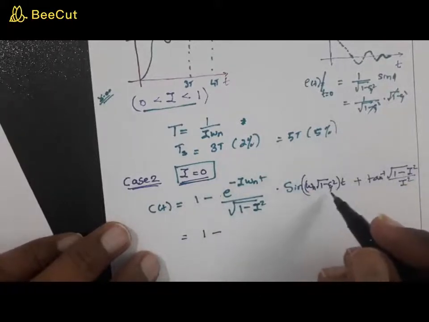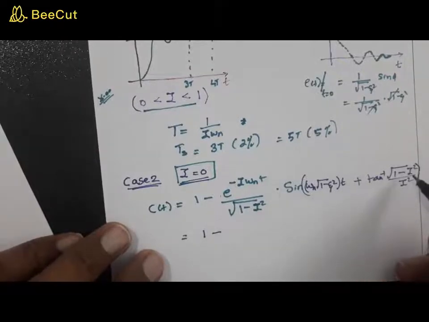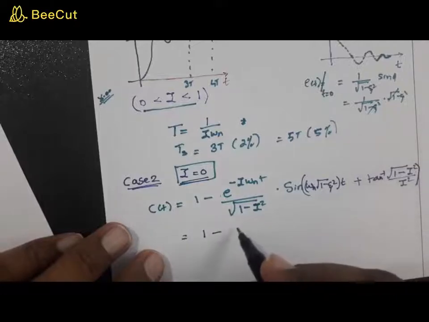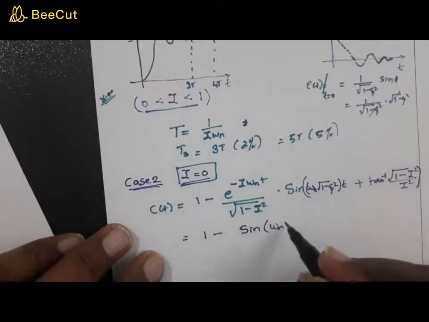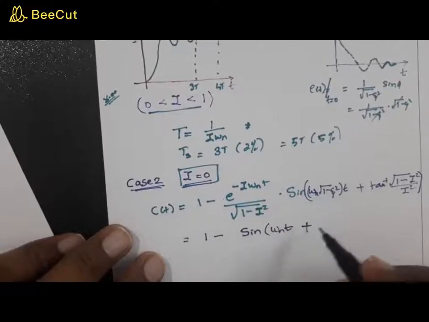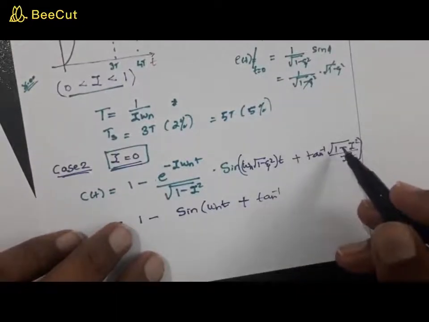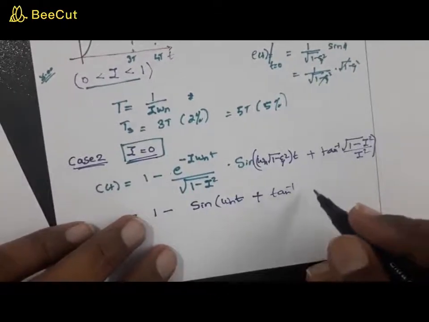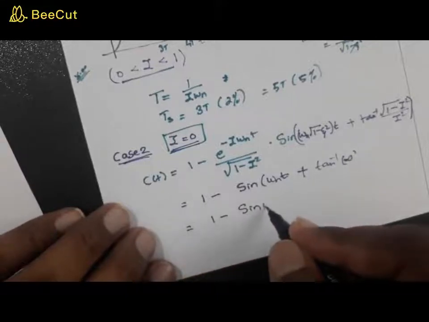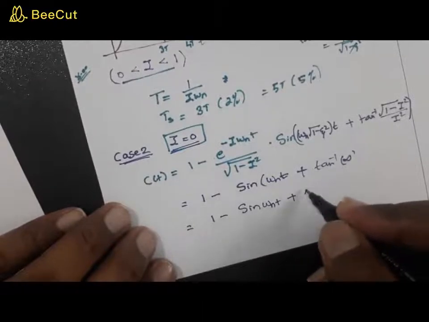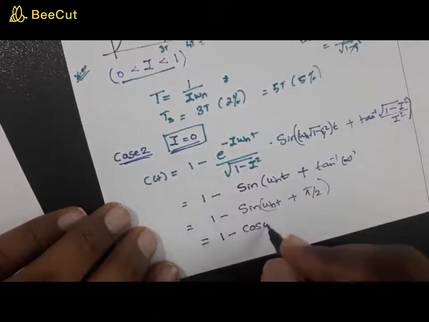Now what about this? When theta equal to 0, this becomes sine omega n into t, since root of 1 minus theta square is 1, plus tan inverse, and when you put theta equal to 0, this becomes tan inverse infinity, which is pi by 2. So c of t is 1 minus sine omega n t plus pi by 2, or you can rewrite this expression as 1 minus cos omega n t.